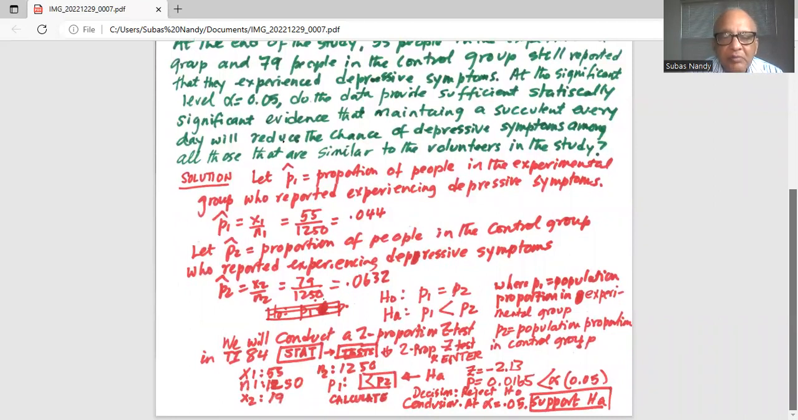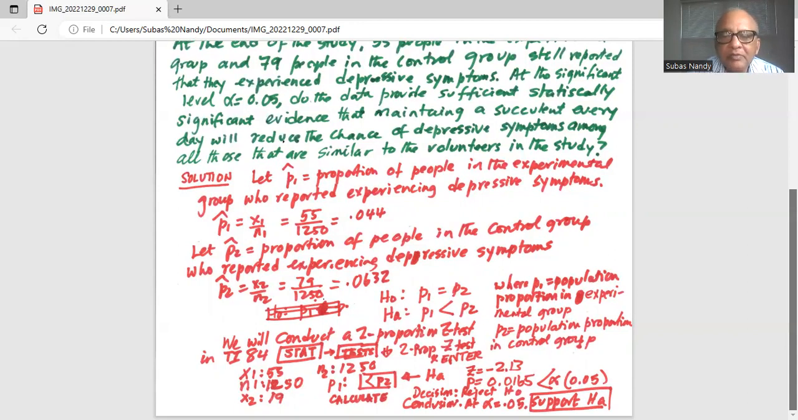So we press the stat button, then we highlight test on the top row and scroll down to 2-PropZTest and then enter. My x1 is 55. My n1 is 1250. My x2 is 79. My n2 is 1250 and my alternate is p1 less than p2. So bring the cursor on less than p2 and hit enter so that the cursor is flashing on top of less than p2. And then I go to calculate and hit enter.